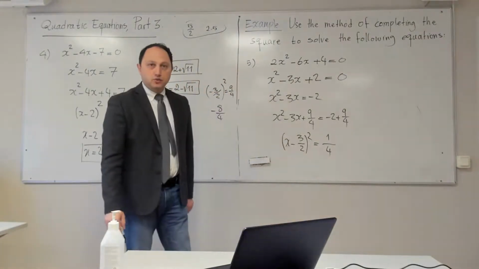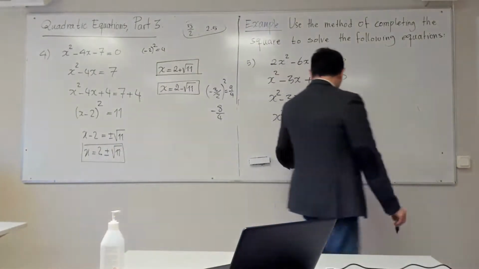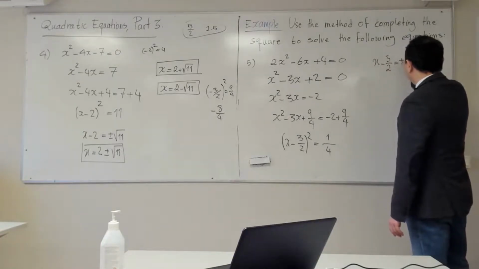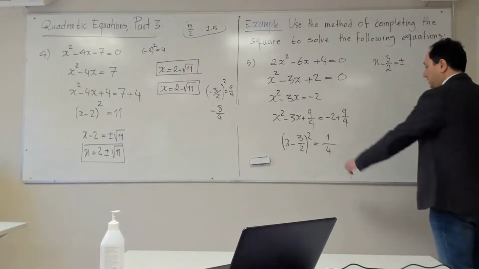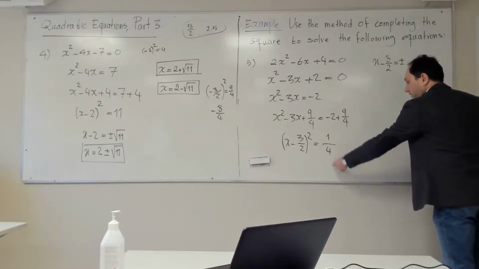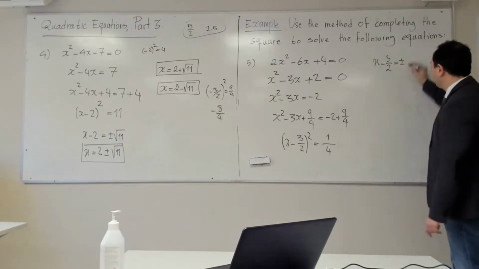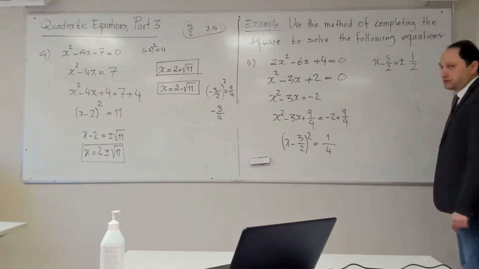And then I take the square root, yes? The square root of this one becomes x minus 3 over 2. I put plus and minus. Don't forget to put plus and minus. And this is a simple number. You can do it in your head. The square root of 1 over 4 is nothing except 1 over 2.